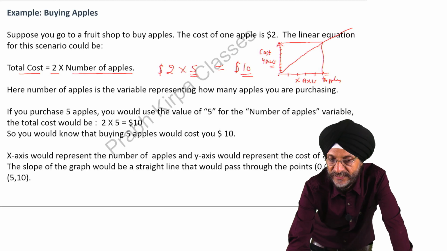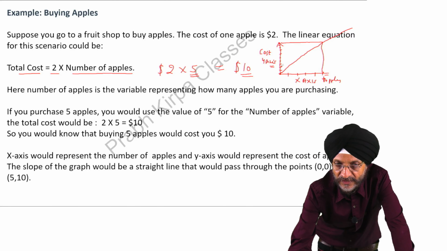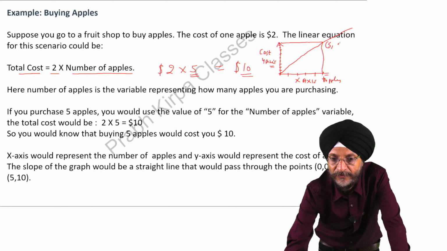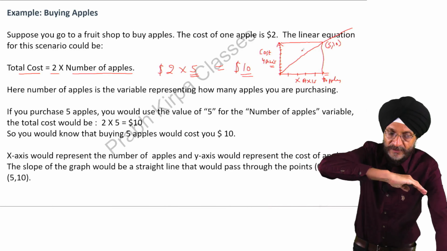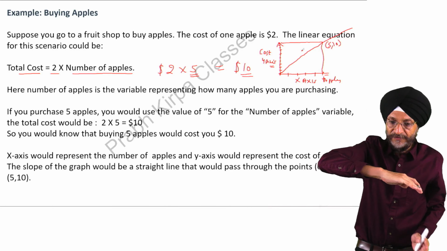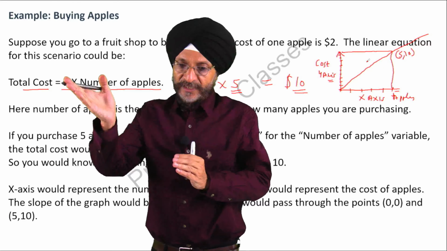That is, if we are not purchasing any apple, x is 0, y is 0, and if we purchase 5 apples, the cost is $10, and we join both these points, that is 0, 0, and this point where the value of x is 5 and the value of y is 10. So here you can see that the graph of the equation is a straight line, that is linear. This is the linear equation where the graph is a straight line and it passes through the points 0, 0 and 5, 10, where the first 0 represents the x-axis and the second 0 represents the y-axis, and this 5 represents the x-axis and this 10 represents the y-axis.